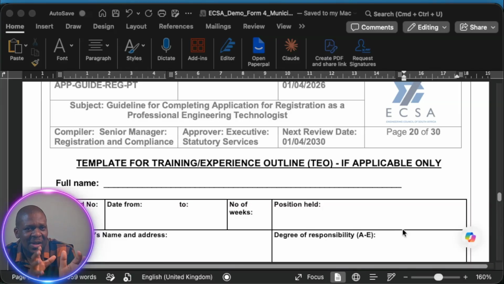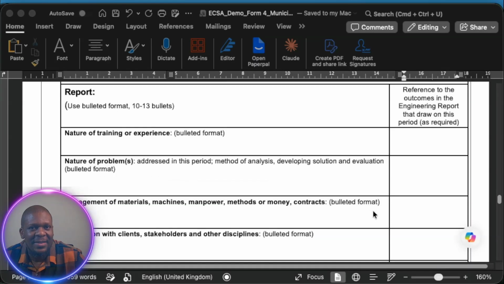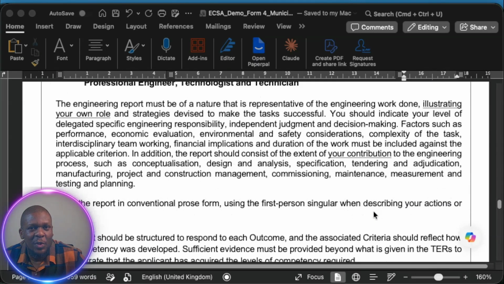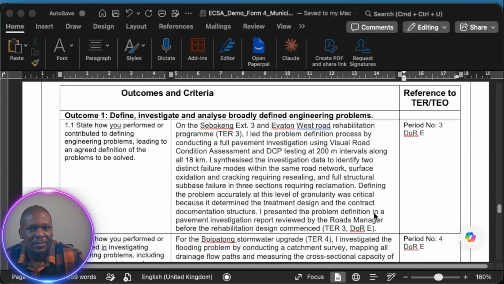However, the last 3 years, you will have to use the training and experience report. And that period must be degree of responsibility E for at least 1 year. Is that clear? All right. Let's move to the engineering report.